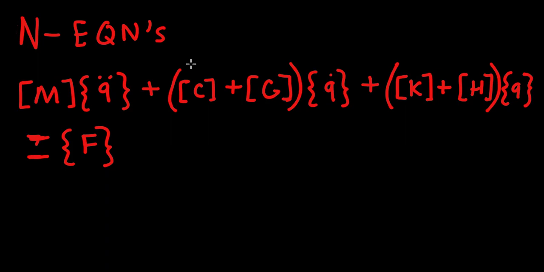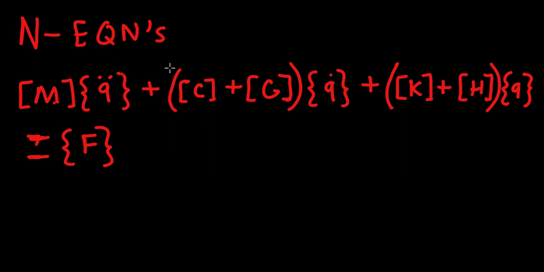So let me go through these. M is your mass matrix. It's a matrix that holds the information about the masses in your system and how they relate to your equations. C is the damping matrix, which holds the information about the damping in the system. G is your gyroscopic matrix. K is your stiffness matrix. H is your circulatory matrix. And F is your forcing vector, the vector that holds all the relevant forces that are involved in your equations of motion.